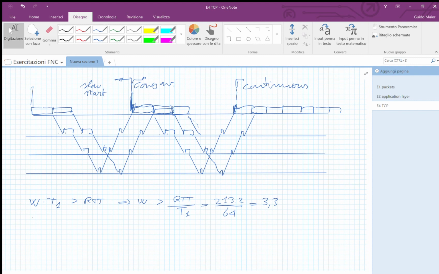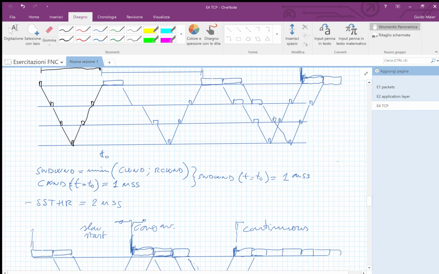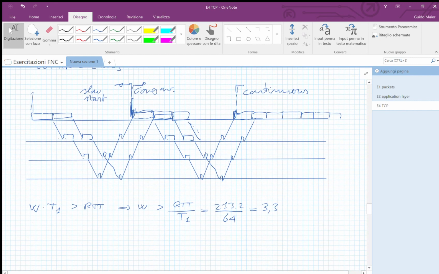We have also to compute this time here, which is the setup. Let's call it RTT prime, which is the setup time. So this is the time that we are looking for in the text. TC is the time by which the transmission becomes continuous. So we can put the two pictures together. I cannot do it physically, but you can imagine it.